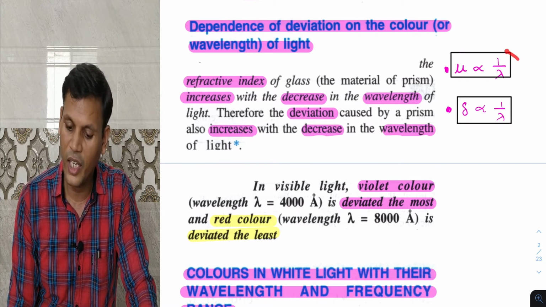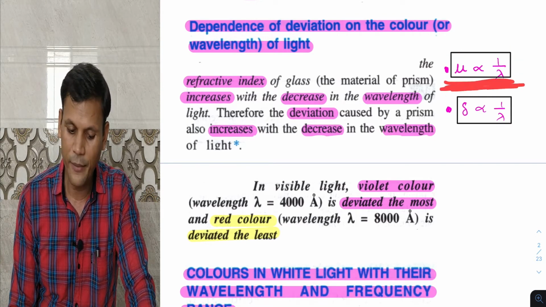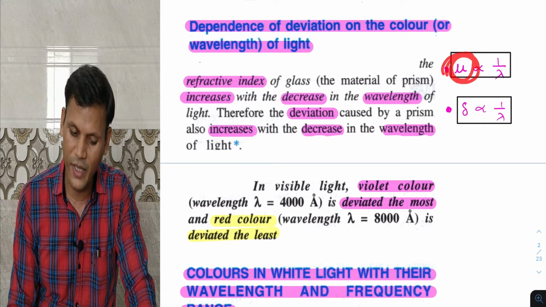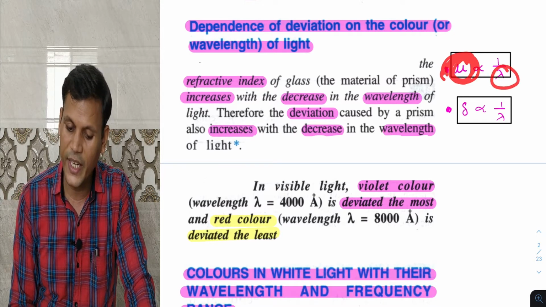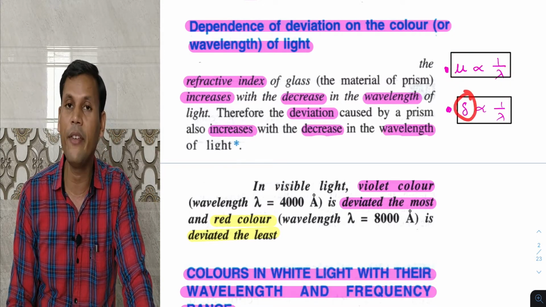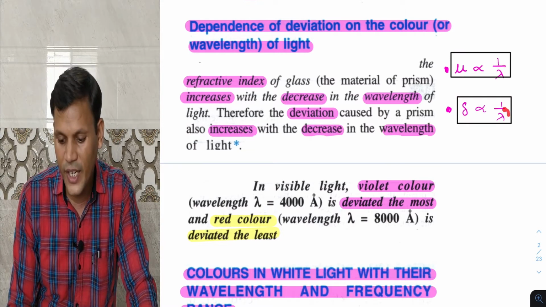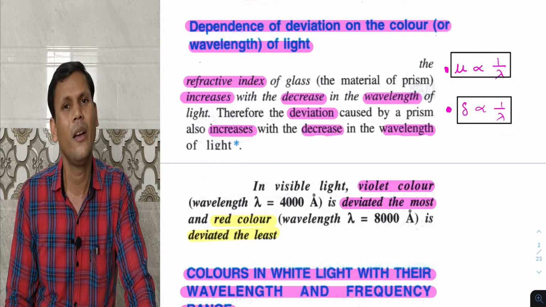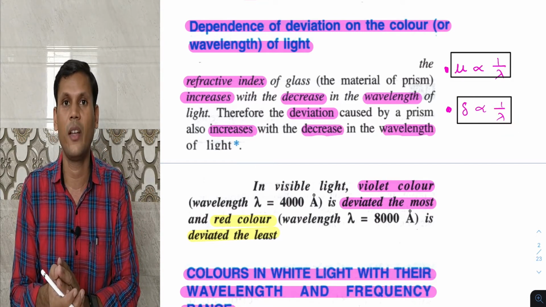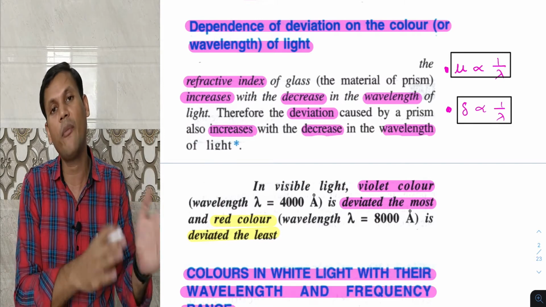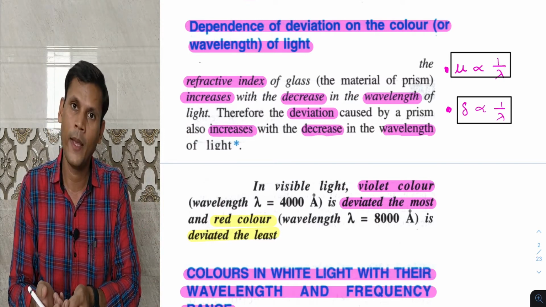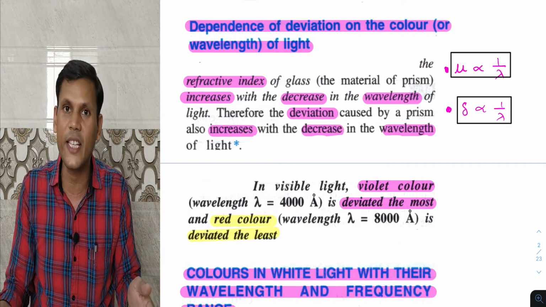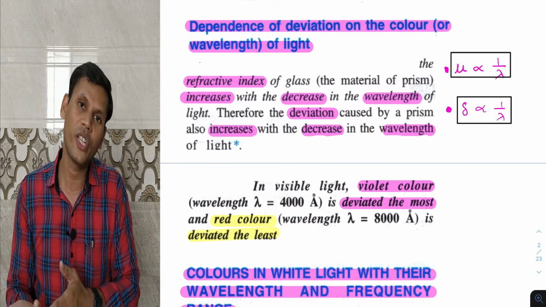Again, we can conclude the first part. What we can say, the refractive index of the glass or any material of the prism increases with decrease in wavelength, and angle of deviation increases with decrease in wavelength or decreases with increase in wavelength. मतलब they are inversely proportional. और inversely proportional है तो one will increase, another will decrease.